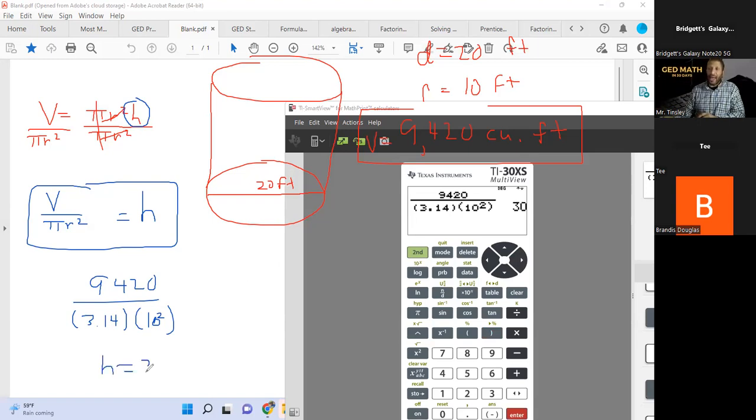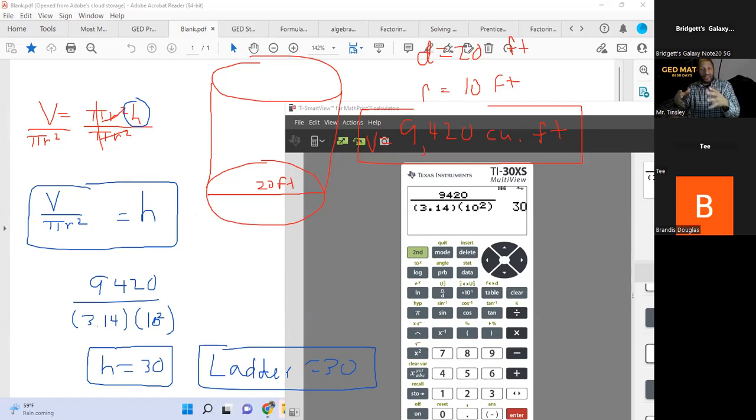Now they said the ladder is the same height as the tank, correct? What did they ask again? Let me see. They say if the length of the ladder is equal to the height of the water tank, how long is the ladder to the nearest tenth? Okay, so the height is 30, the ladder is 30. They said that the ladder is the same as the height. Right. So if the height is 30, the ladder is 30.